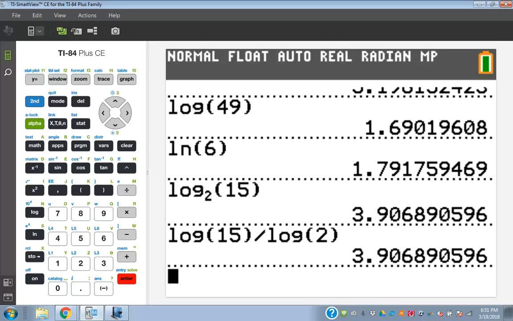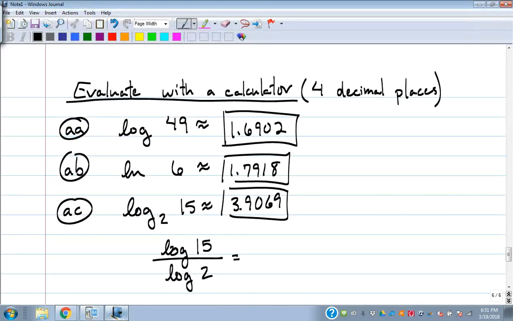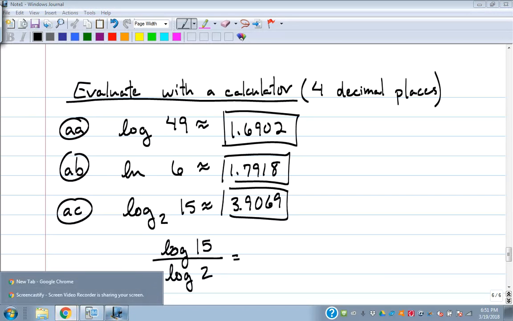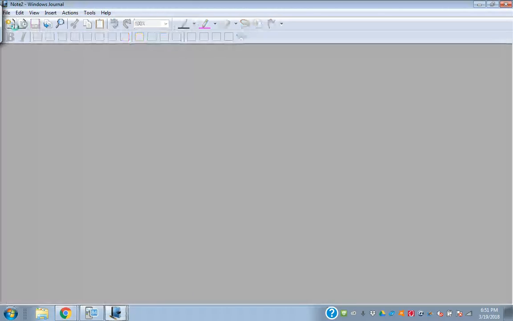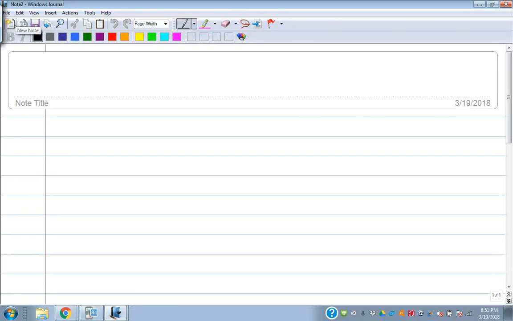Okay, so being able to evaluate some logs with the calculator, handy thing to do. Go to the next section. All right. It's a pretty short section here. Just very few examples here. Actually, 2. Section 4.4.